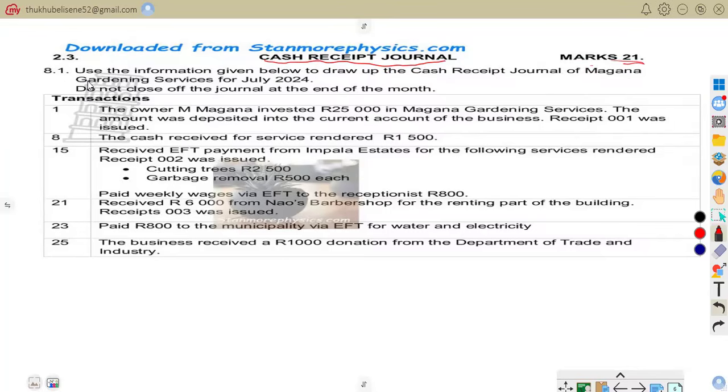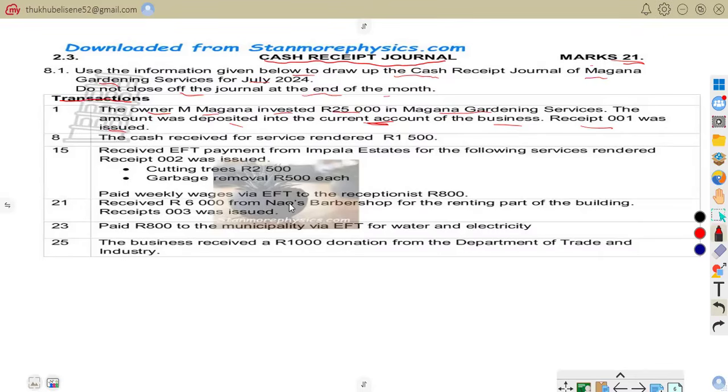So 2.3.1, as it says, use the information given below to draw up the cash receipts journal of Mahana Gardening Service for July 2024. Do not close off the journal at the end of the month. The first transaction says the owner, Mahana, invested 25,000 in Mahana Gardening Service. The amount was deposited into the current account of the business and receipt 001 was issued.